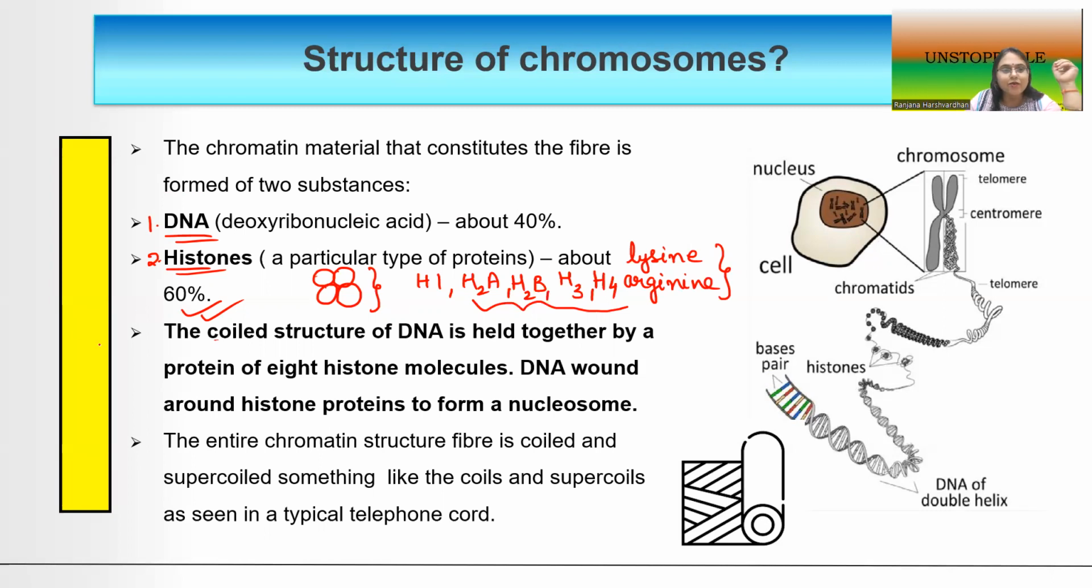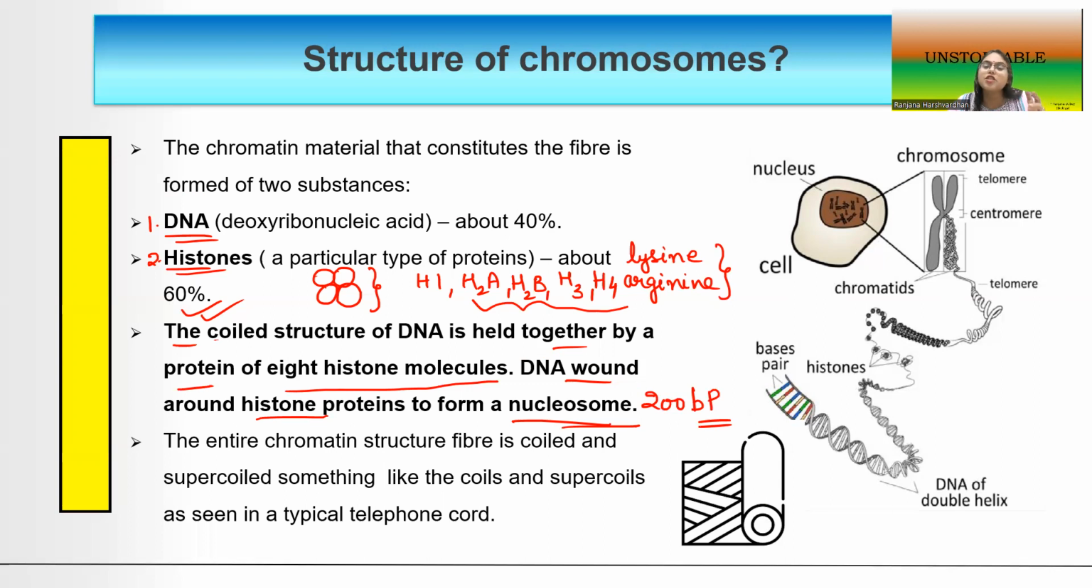Let us read what is given in the third point. The coiled structure of DNA is held together by a protein of 8 histone molecules. DNA wound around the histone proteins forms a nucleosome. So when DNA wraps itself on this octamer, it forms a structure called a nucleosome. And this nucleosome will have around 200 base pairs. What base pairs are, we will see when I do the structure of DNA in detail.